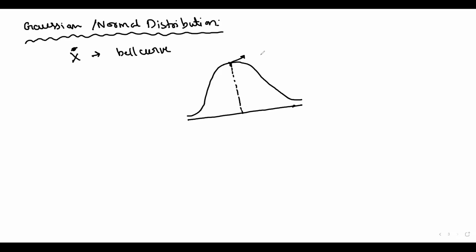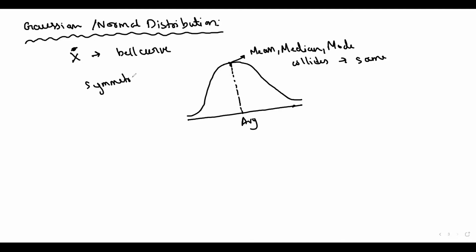At the peak we have mean, median, and mode. Three of them coincide, or rather we can say they are the same. So this is the average. Any distribution is a normal or Gaussian distribution where at the peak we have mean, median, mode all equal, and we have a symmetry on either side. So these are all the properties of a Gaussian distribution.